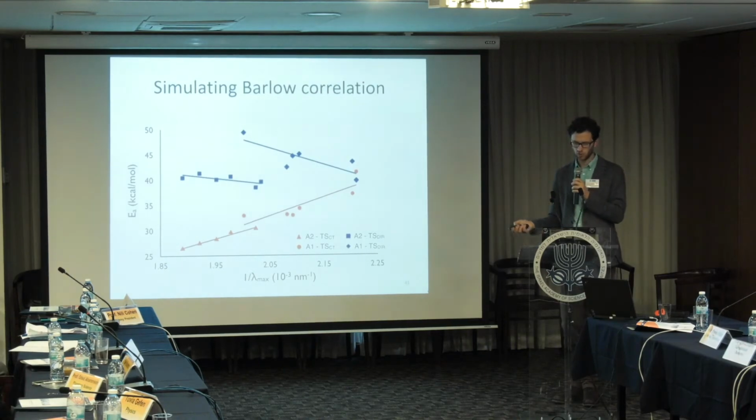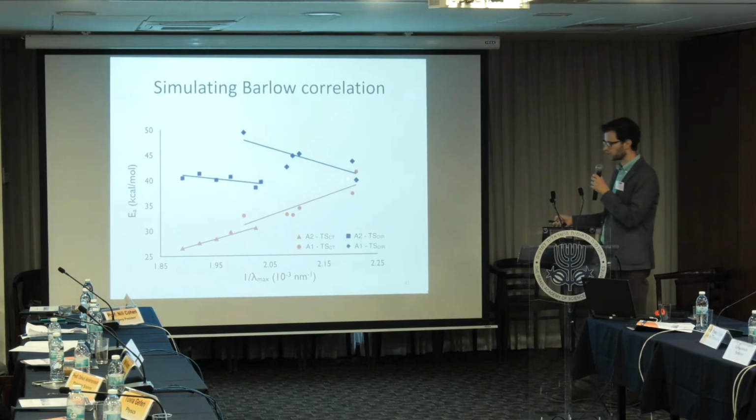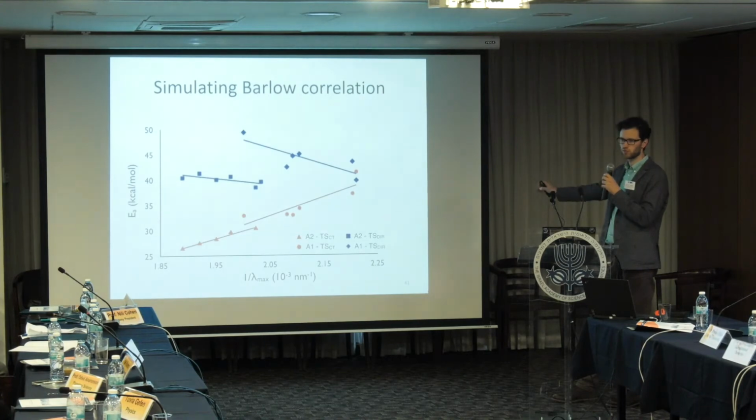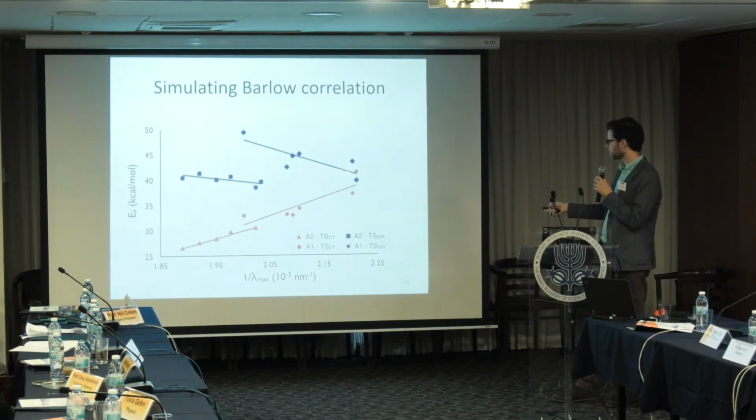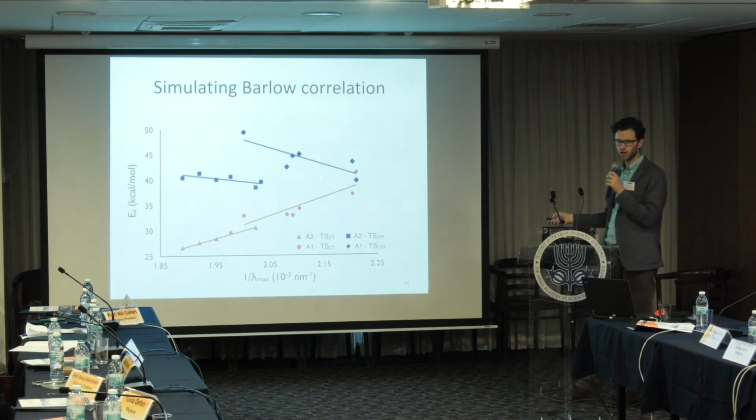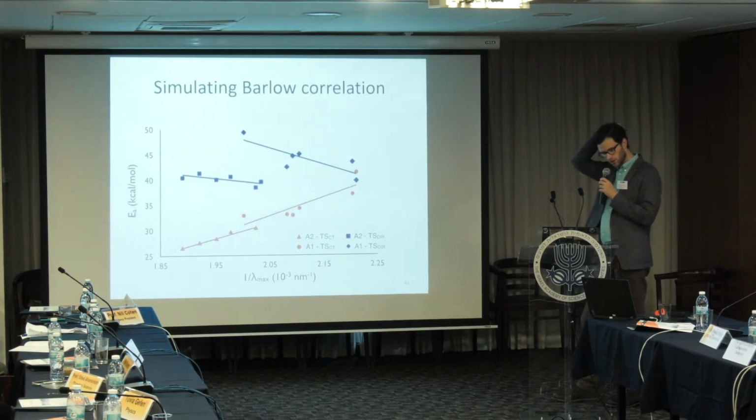And we can also go beyond the experimental Barlow correlation. We can also predict that at some point there will be a crossing between this red line and the blue line. It means if you shift the pigment very far to the blue, which has not been achieved yet experimentally, then the radical transition state will become lower than the charge transfer. And then we'll have again higher thermal noise.